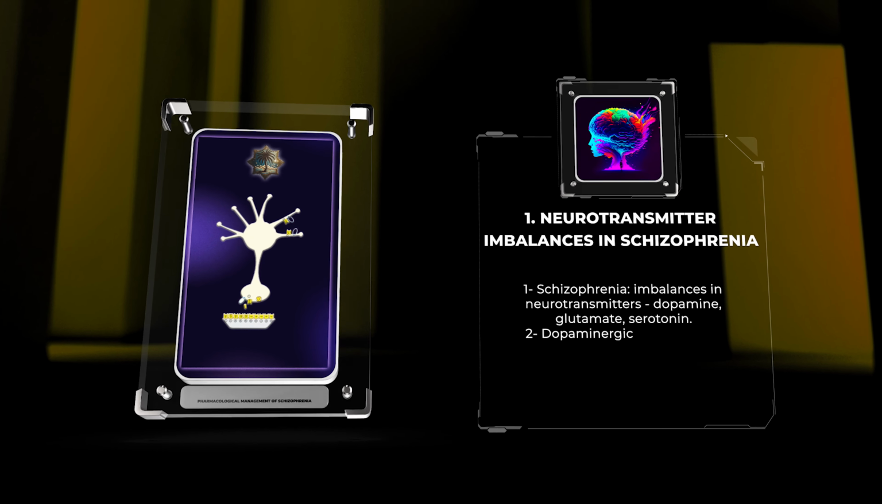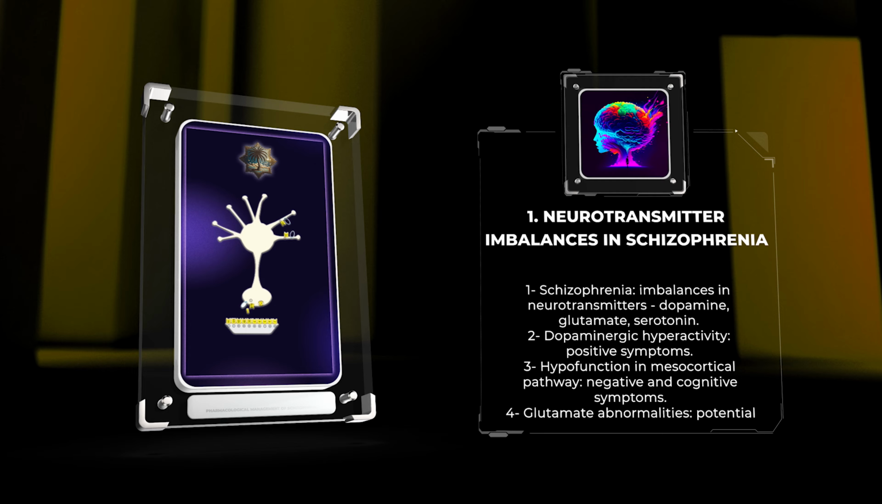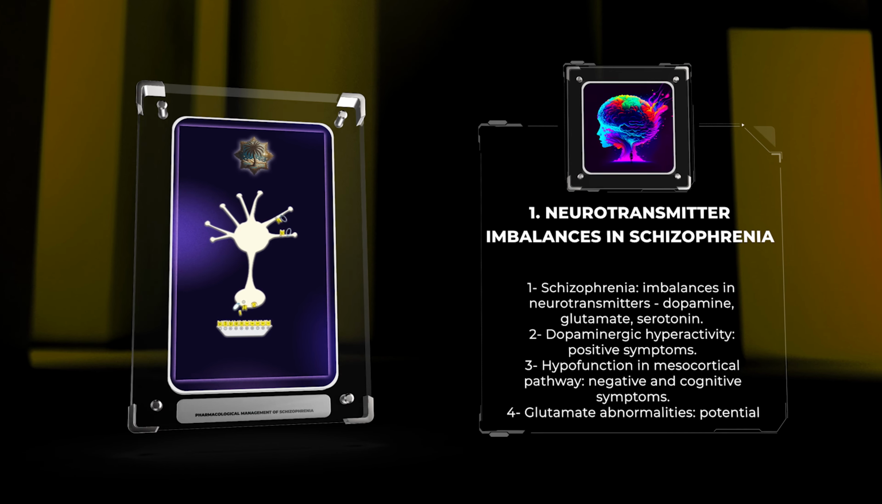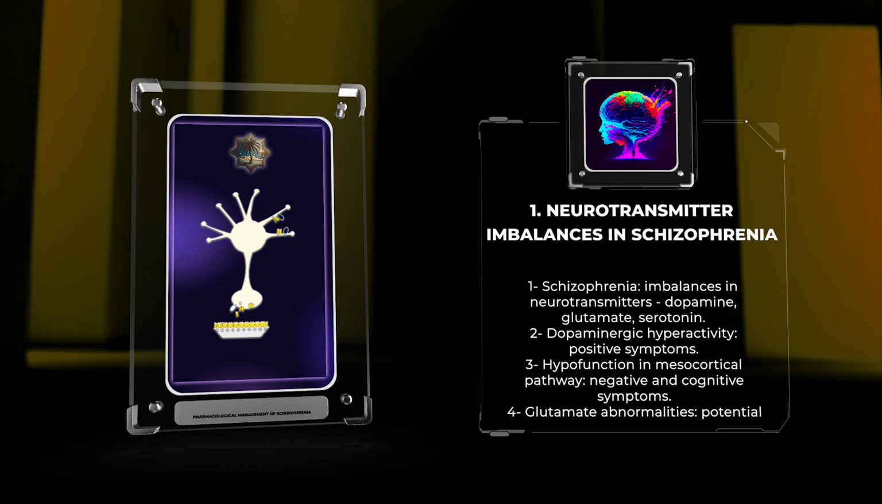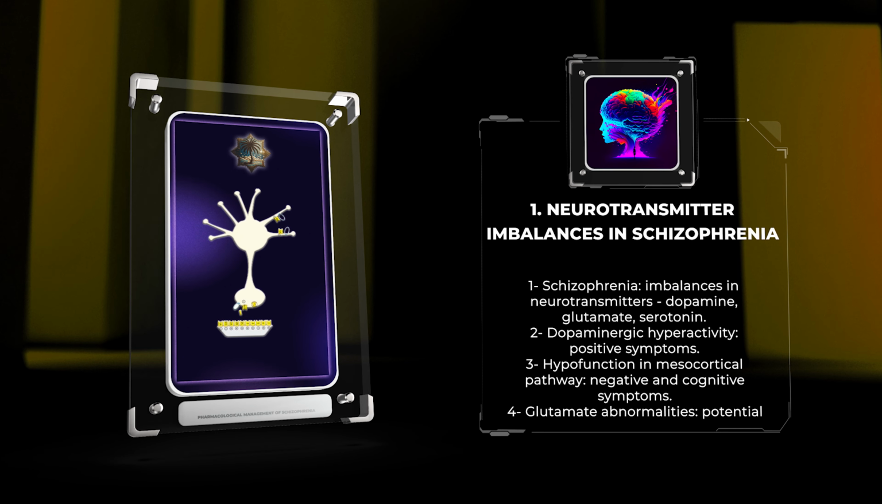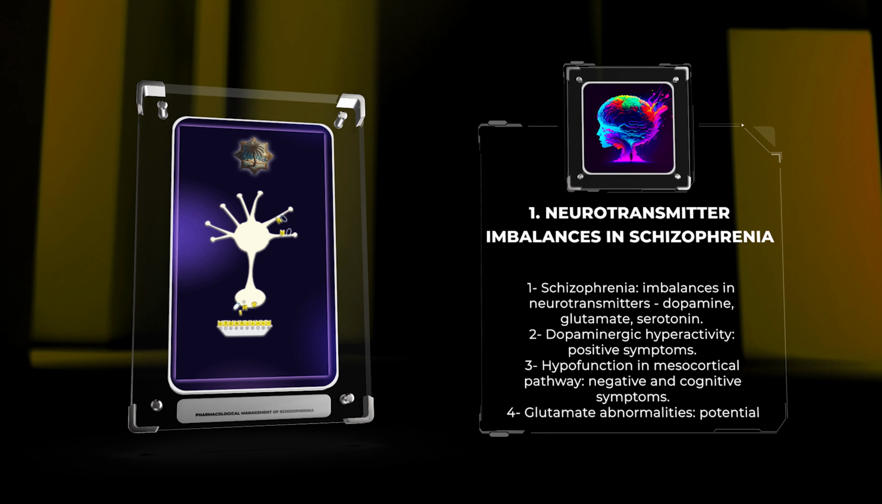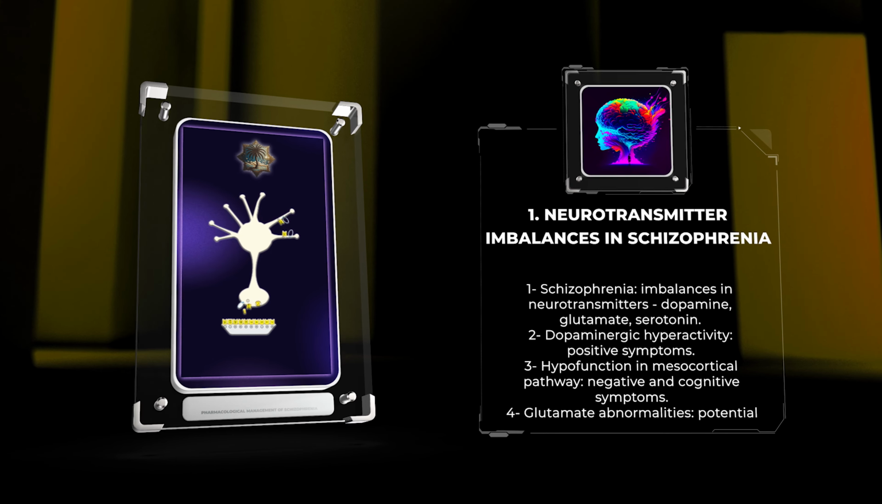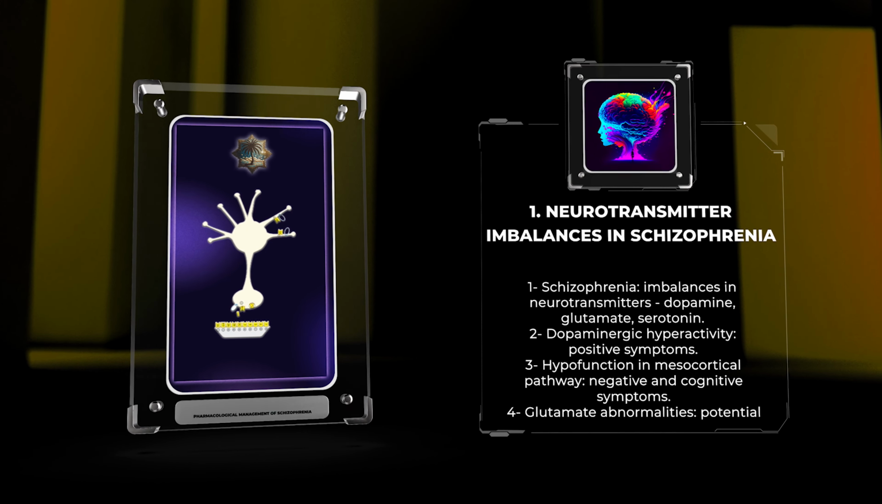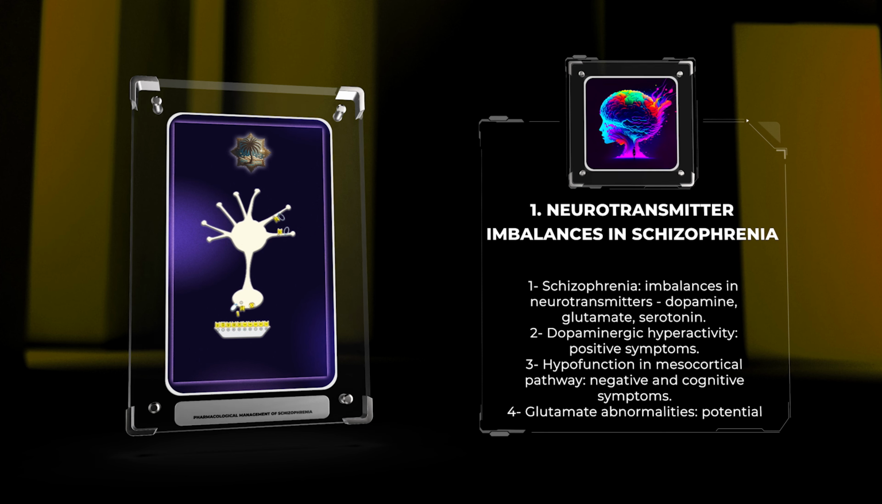Let's begin. In schizophrenia, imbalances in neurotransmitters like dopamine, glutamate, and serotonin contribute to the various symptoms observed. Dopaminergic hyperactivity in the mesolimbic pathway causes positive symptoms, while hypofunction in the mesocortical pathway results in negative and cognitive symptoms. Glutamate abnormalities, particularly NMDA receptor hypofunction, also play a role in schizophrenia, providing potential targets for treatment.